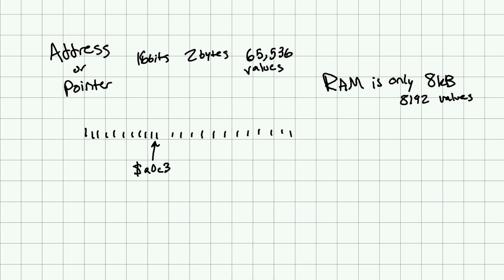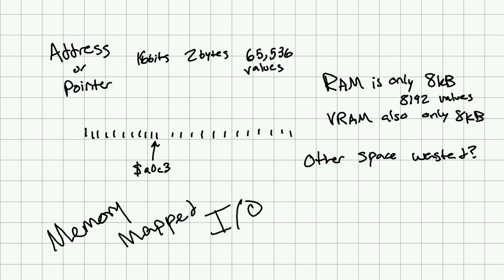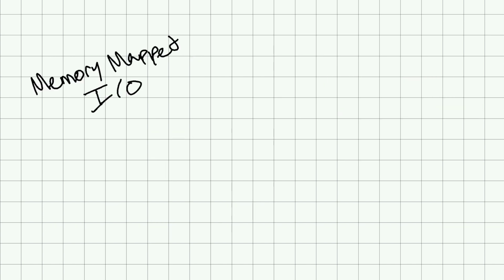If RAM is only 8 kilobytes and VRAM is only 8 kilobytes, what do we do with the other 48K? Is that space wasted? Well, there's this thing called memory mapped I/O, and it's really cool. What is this memory mapped I/O thing?